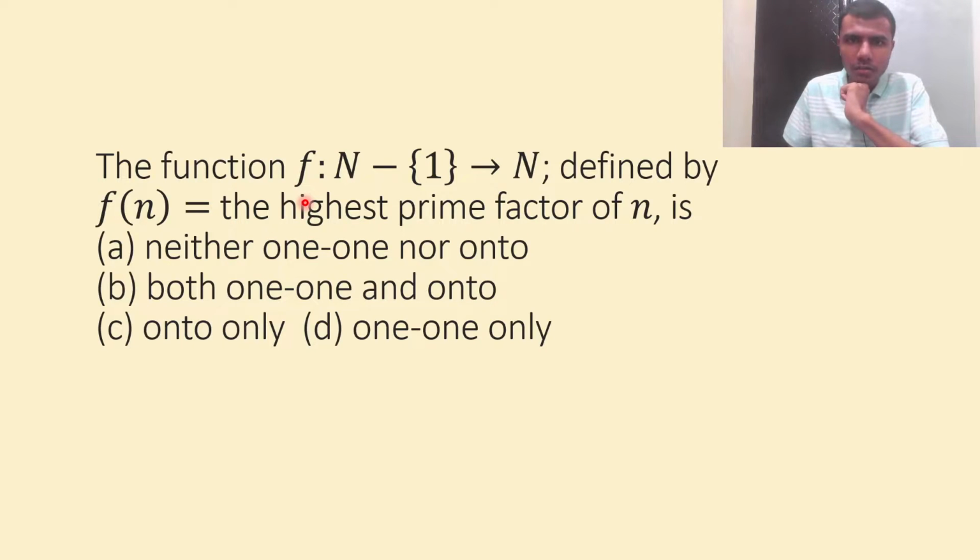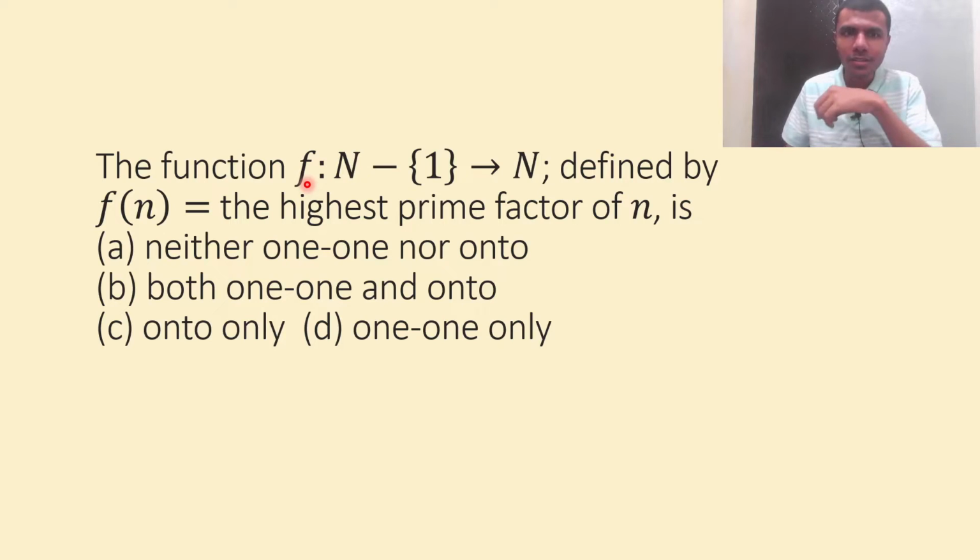Okay. Fine. The function f maps N minus 1 to N, defined by f of n is the highest prime factor of n, and we have to decide whether it is, like, the options are given. Basically we have to decide whether it is one-one or onto or other cases. Fine. Now see guys, to solve JEE Mains questions, you have to be a thinker.